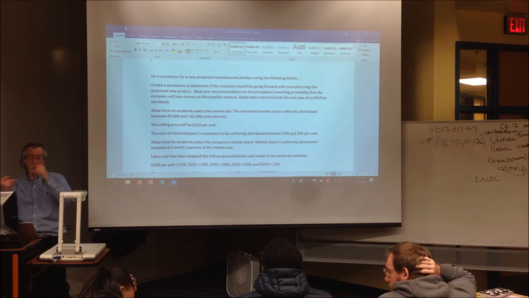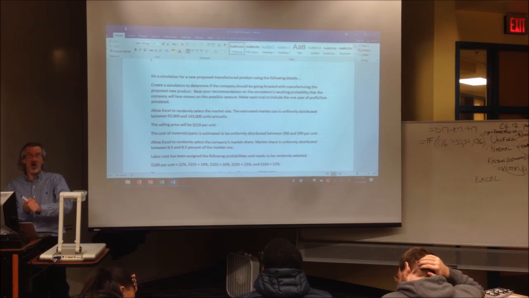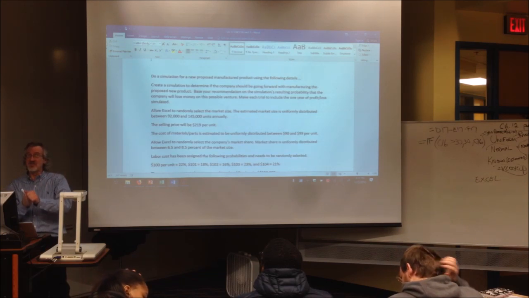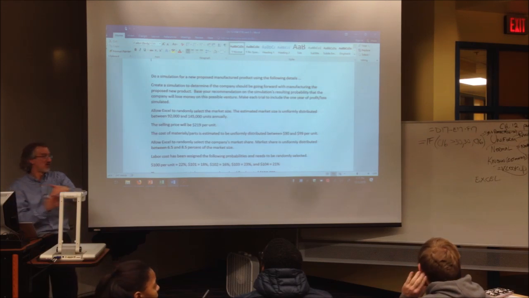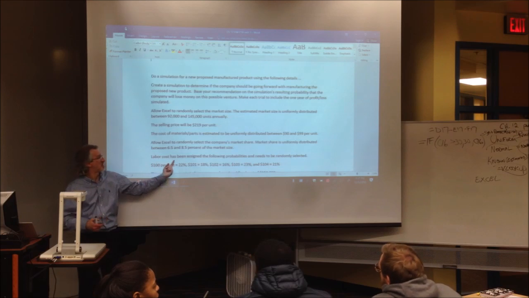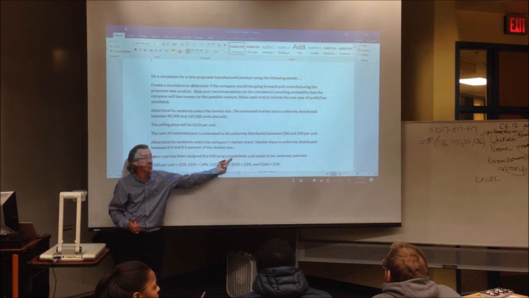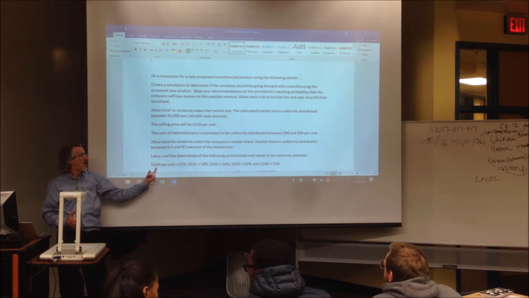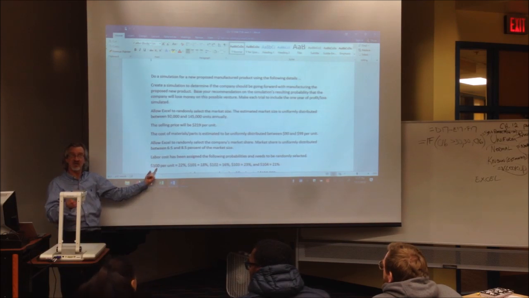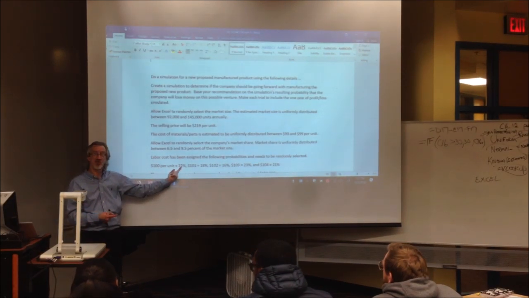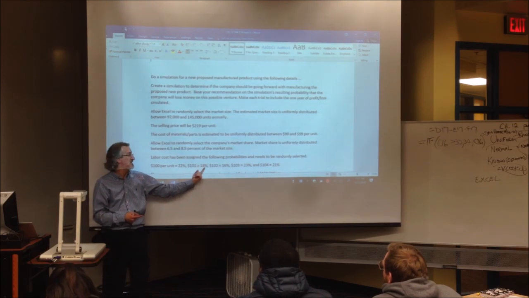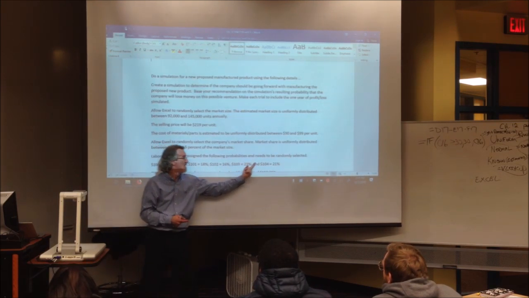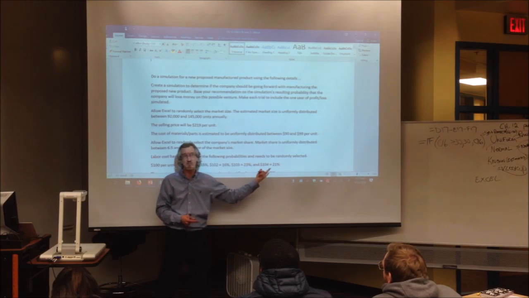That's the amount of units we're basing our revenue on and our variable costs. Get it? On the market share number. Not percentage, the number. Labor cost has been assigned the following probabilities and needs to be randomly selected. $100 per unit of labor has about a 22% chance. $101 per unit of labor, 18%, 102, 60, 103, 104. These percentages add up to 100%.